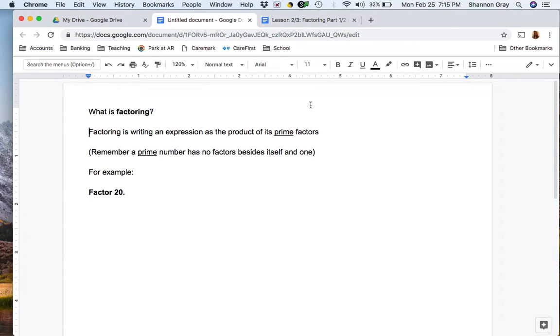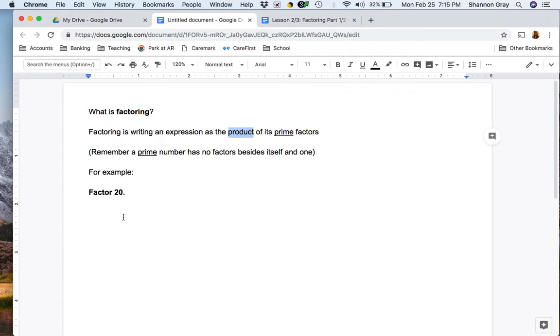So what is factoring? Now this is something that we've talked about in previous math classes, but it is important we all have the same understanding moving forward. So factoring is just writing an expression as the product, so think multiplication, of its prime factors, okay? So a prime number is a number that has no factors besides itself and 1. So 3 is a prime number, 7 is a prime number, 13 is a prime number, and on and on and on.